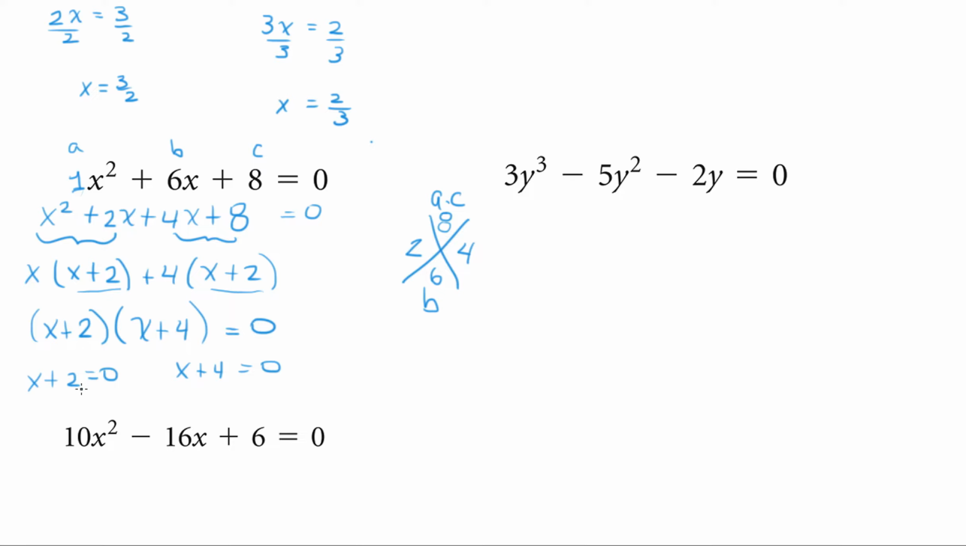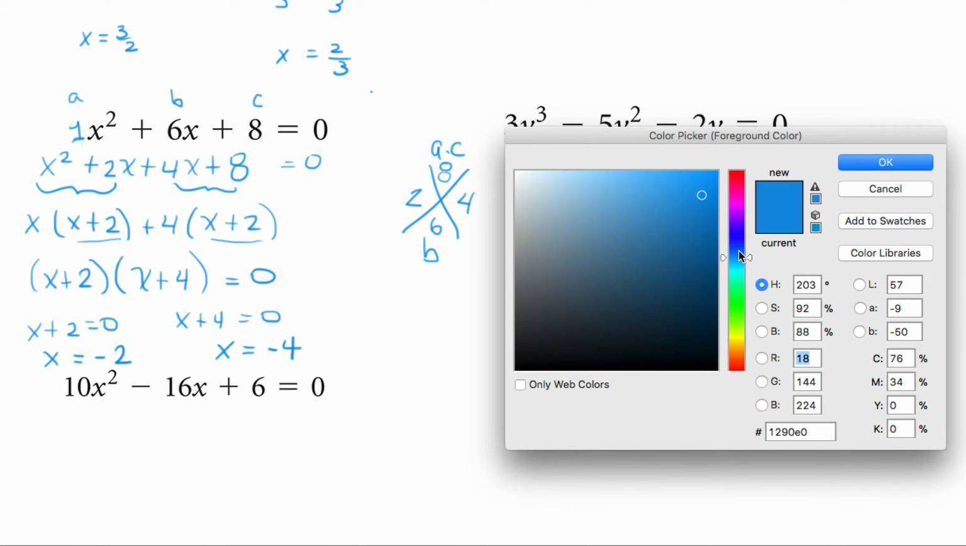That means if we subtract 2 on both sides, x equals negative 2. And we subtract 4 on both sides, x equals negative 4. And those two are your solutions. Now, let's do the next one. Let me choose a different color.